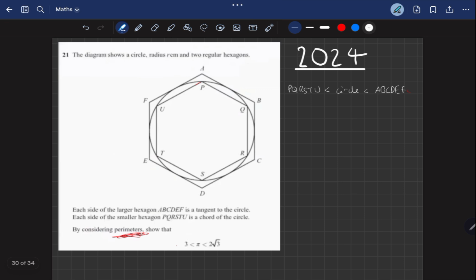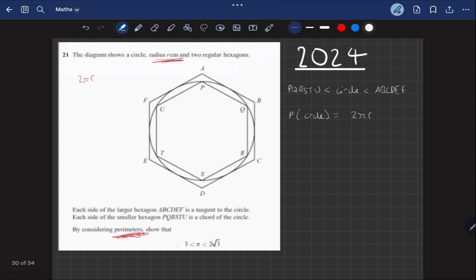So let's do this. The easiest one is obviously the circle. The question says that the radius is r, and perimeter of a circle is just the circumference, which is 2 pi r. So perimeter of the circle is just 2 pi r in terms of r. I'm just going to write P of circle. P of circle is equal to 2 pi r. Okay, so now let's find the perimeter of PQRSTU.